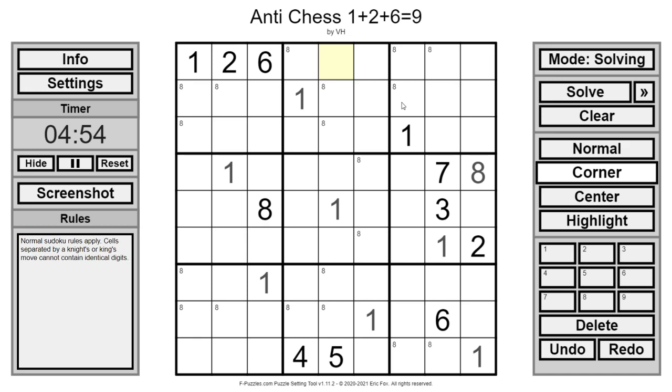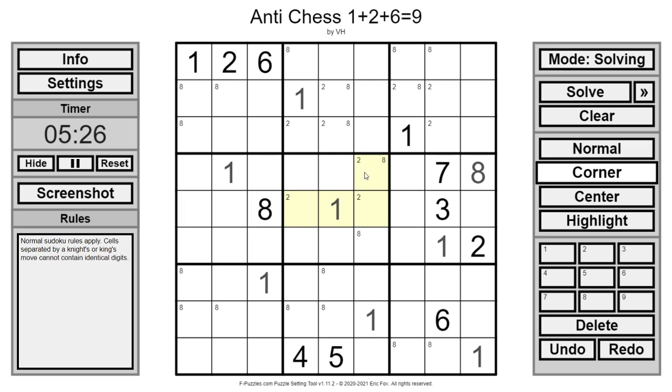We also have multiple 2s. Could maybe be something. Means that this can't be a 2. And this can't be a 2. So that 2 gets squished. Now neither of those can be 2s.